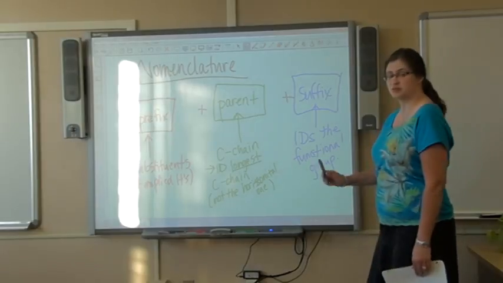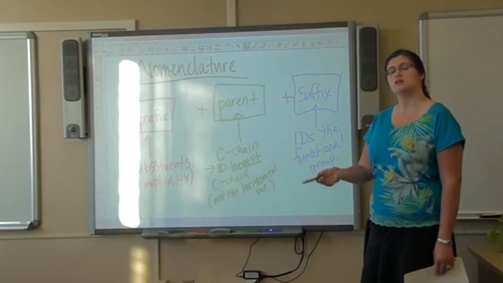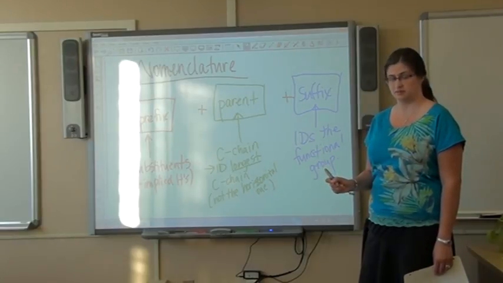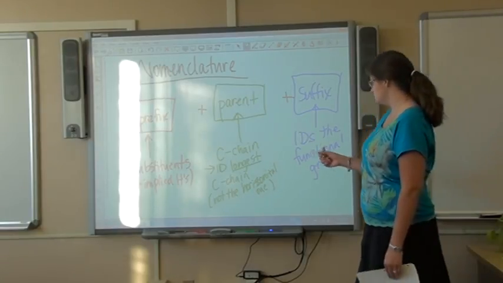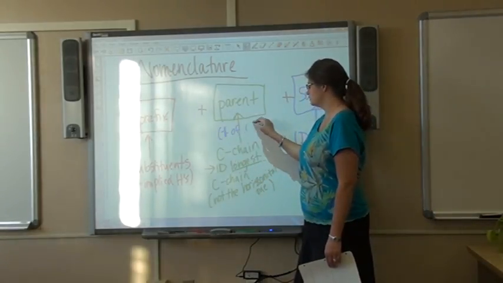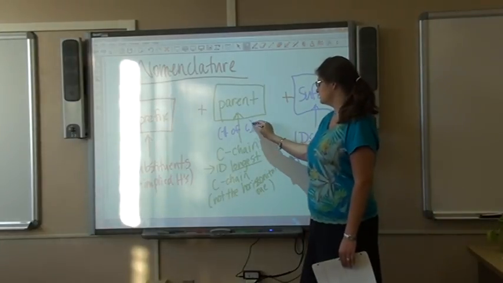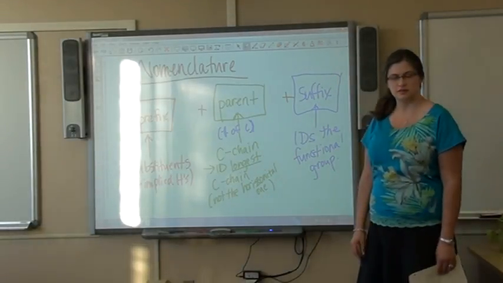Okay, so the prefix is whatever is in the beginning. That's where the substituents are, anything that's not those implied H's. The parent is the carbon chain, and this is usually some number of carbons. We'll talk about that in a bit. And then the suffix is what identifies the functional group that's in charge.